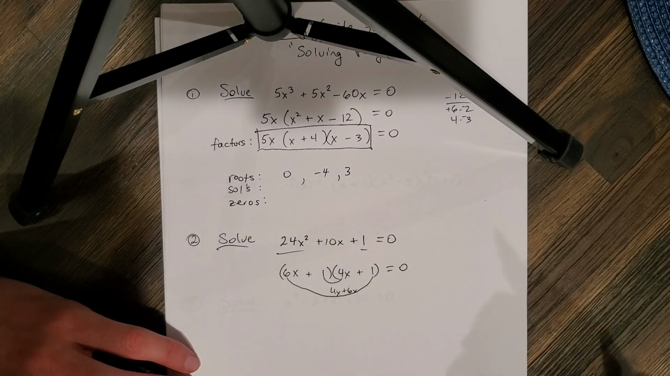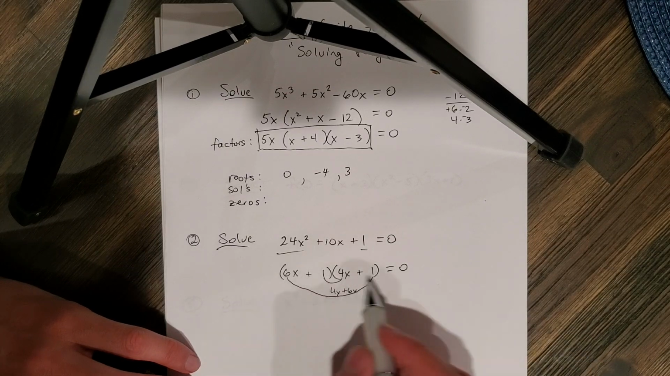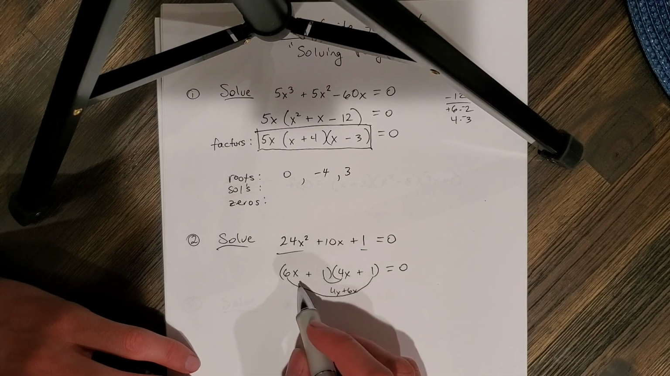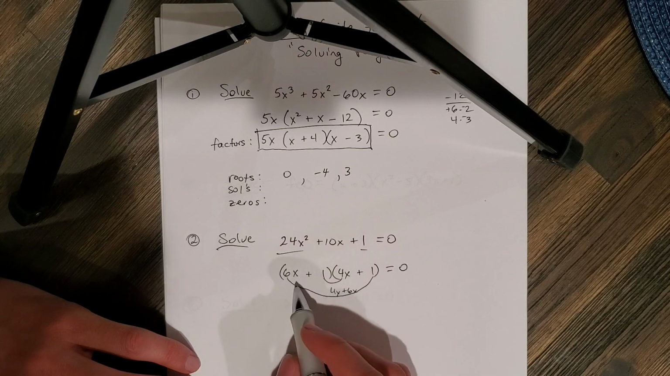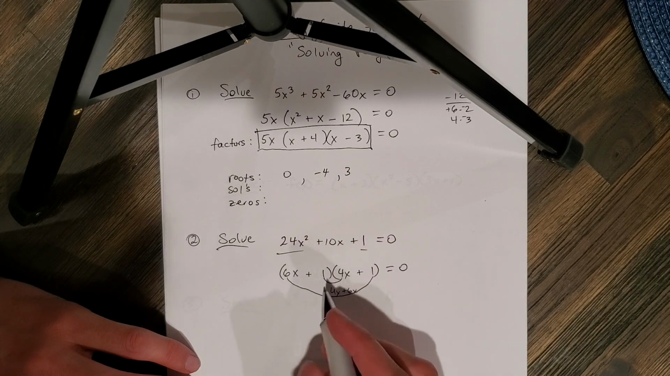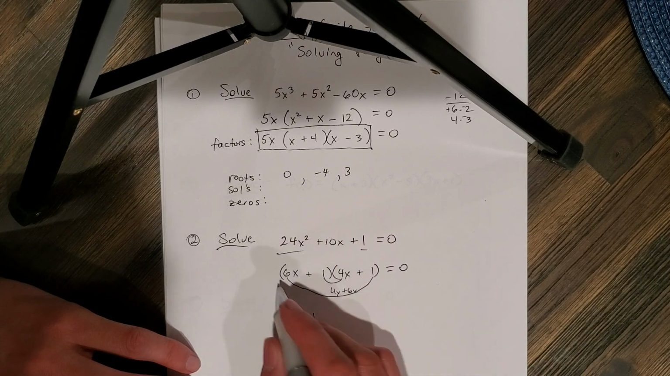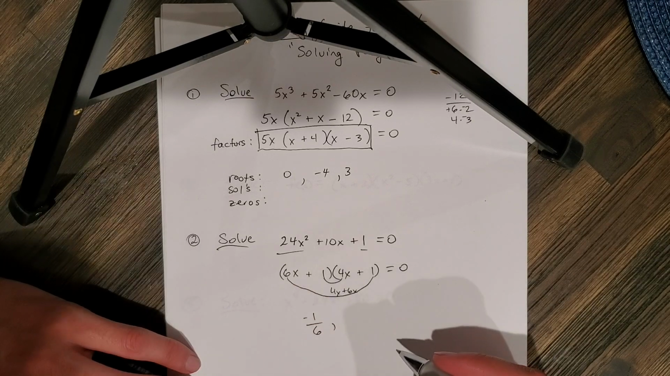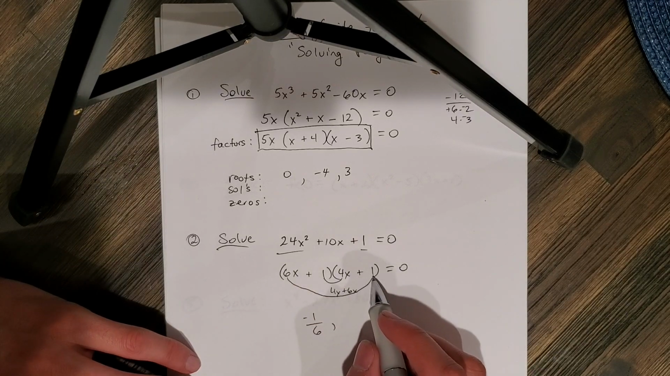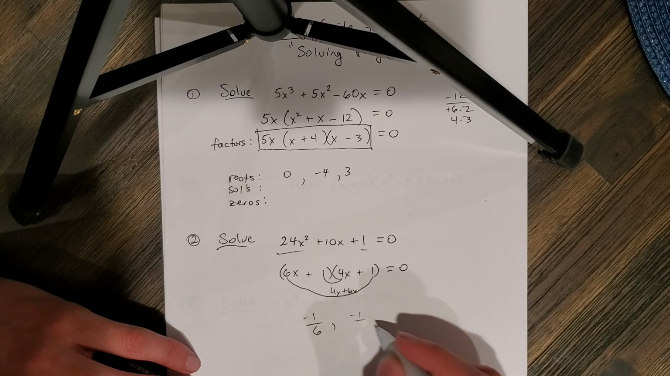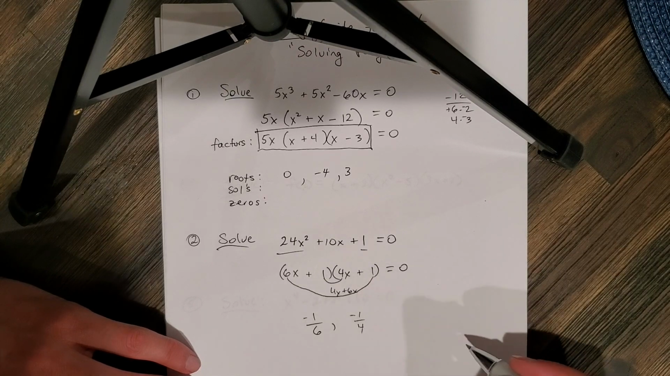So notice I'm done factoring. So that means that these here are going to be my factors, okay? But let's go ahead and solve for each of these here. So remember, just take the opposite of that number, so that's a negative 1, and then put it over 6. So that's one of my solutions. And then do the same thing for this one. Take the opposite of that one, that's negative 1, and then put it over that number, 4.